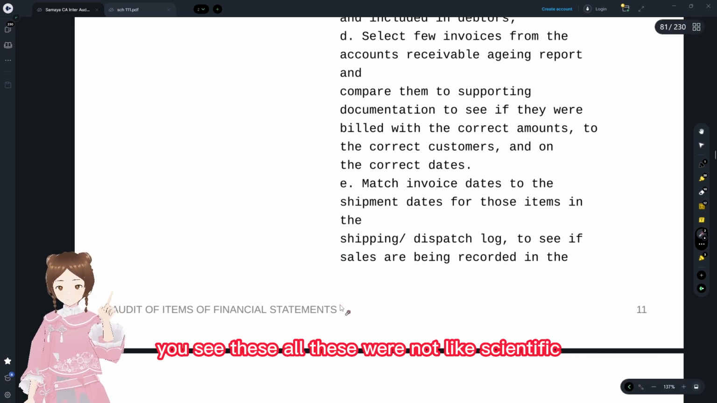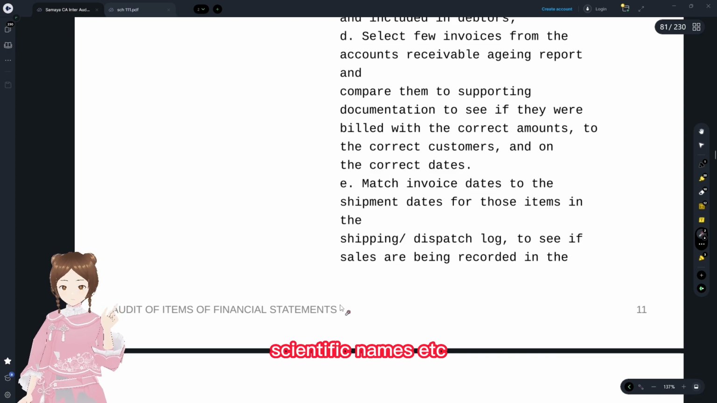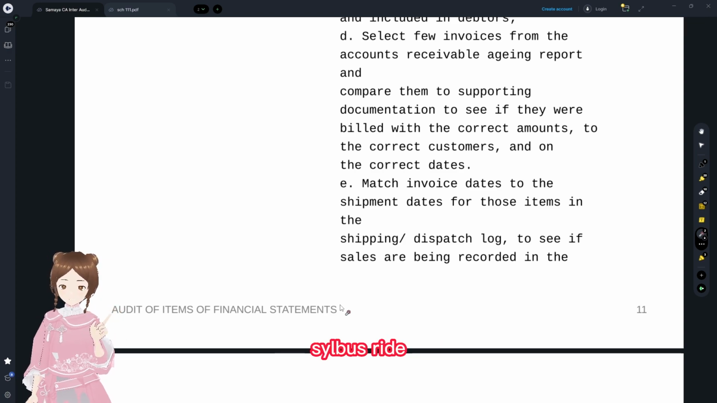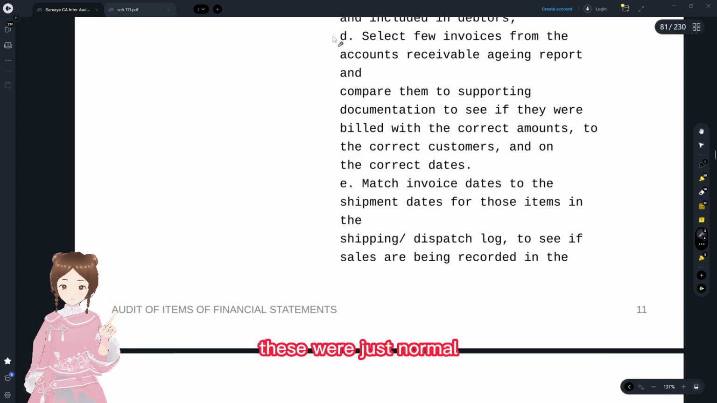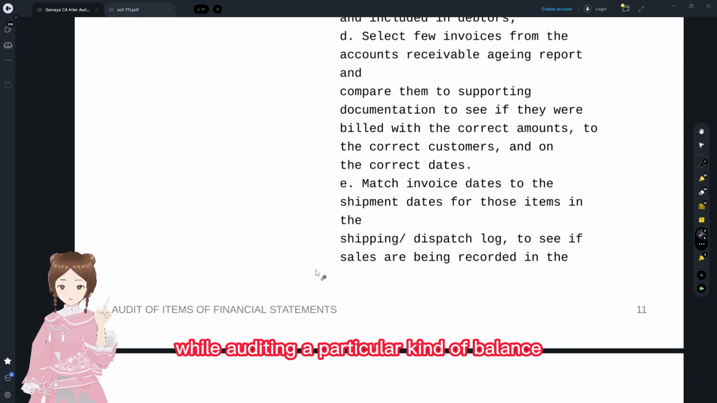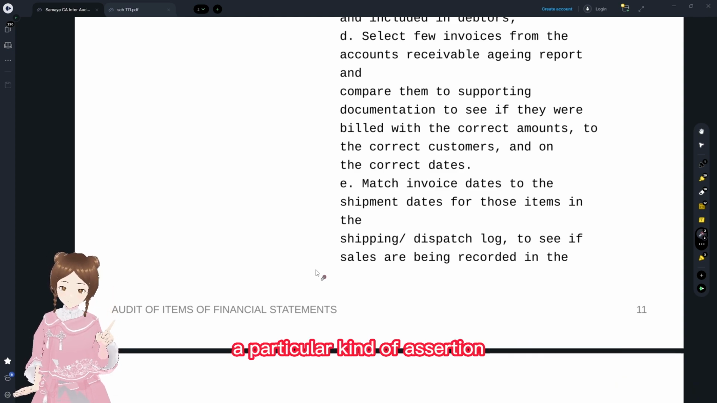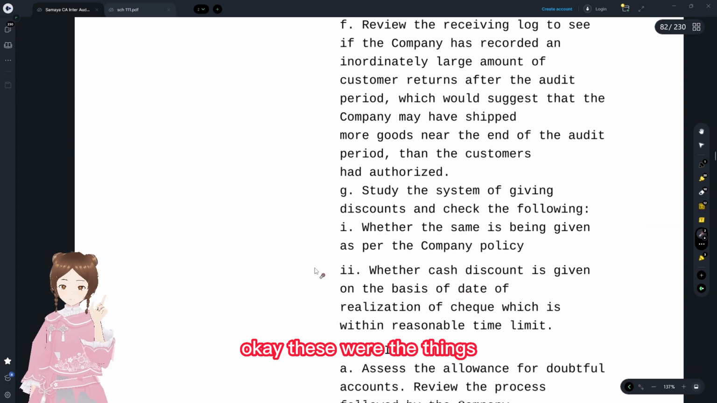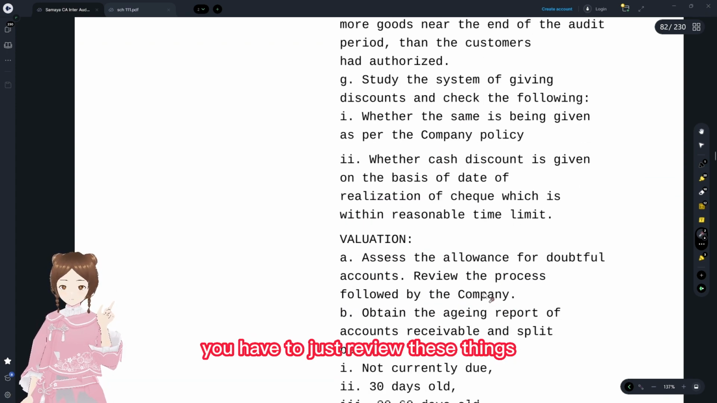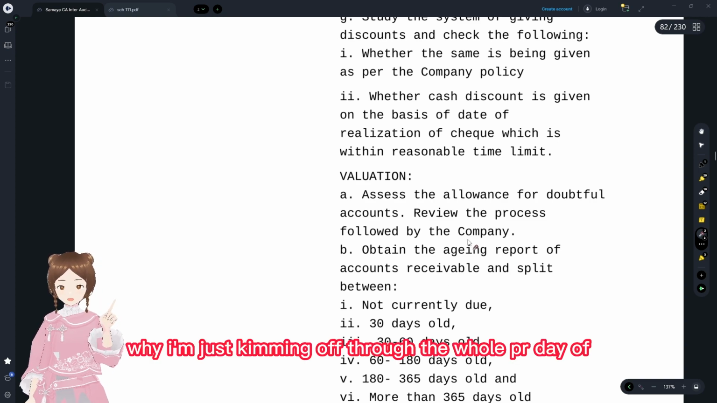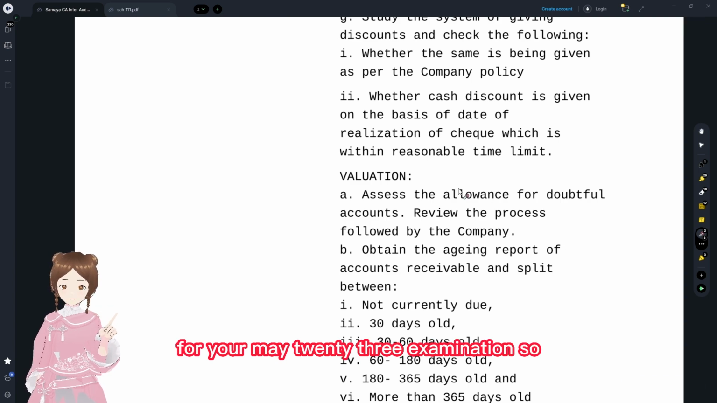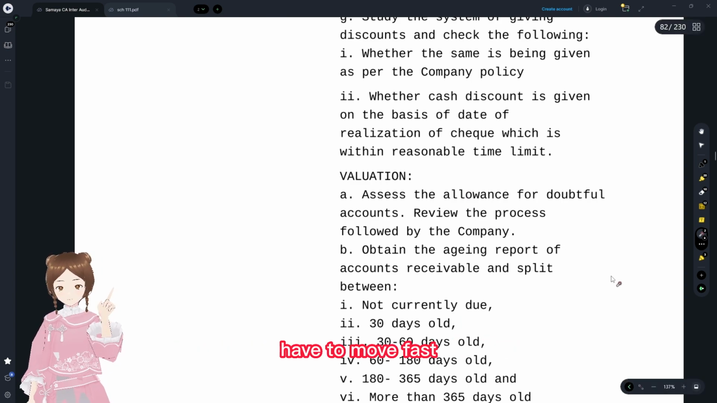You see, these were not like scientific names, etc., of a doctor or MBBS syllabus. These were just normal how a human actually behaves while auditing a particular kind of balance, a particular kind of assertion. So these are the things, and what you have to do is just review them. Why I'm skimming through the whole PDF is that you're on the last day for your May 23 examination, so I have to move fast.